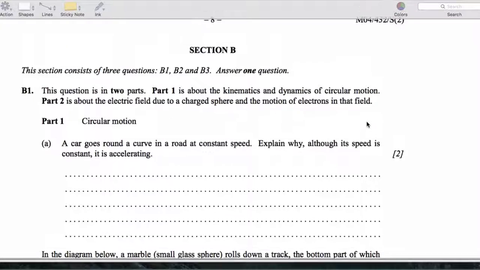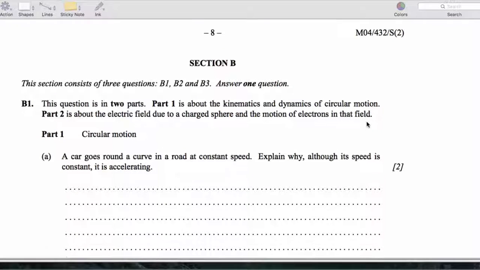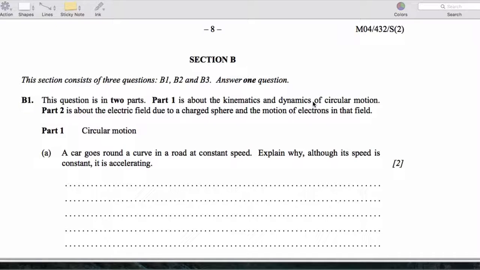All right. A car goes around a curve in a road at constant speed. Explain why, although its speed is constant, it is accelerating.